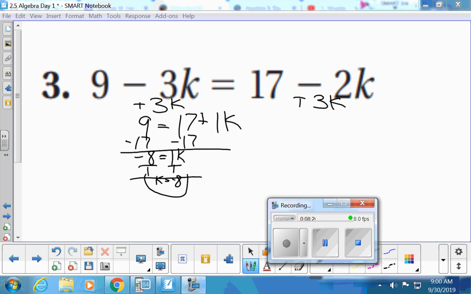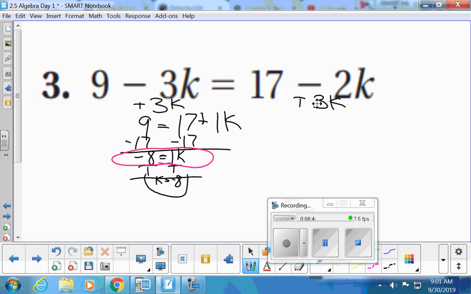So you'll see this group. They moved the 3k over to here, and this is actually where this group messed up. They told me that -2 and +3 was -1, but I corrected them. It's a +1. Then the 17 has to subtract over and gave them a -8. Now, why did you guys divide by 1? You never have to divide by 1. It doesn't really do anything. So you were done right here, actually. K equals -8. Okay? Exactly. So we're good?